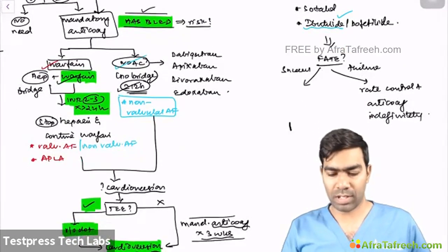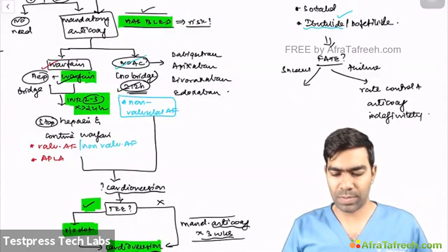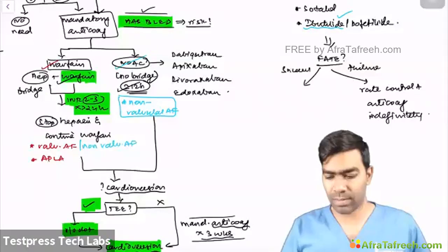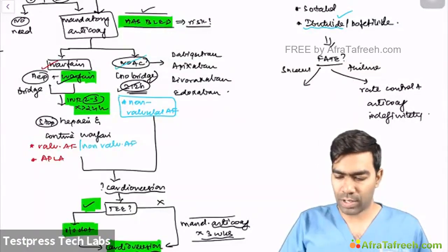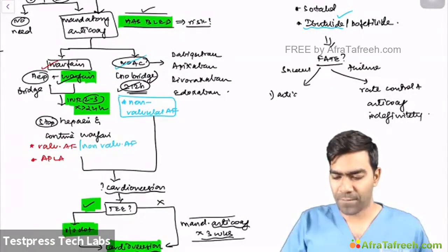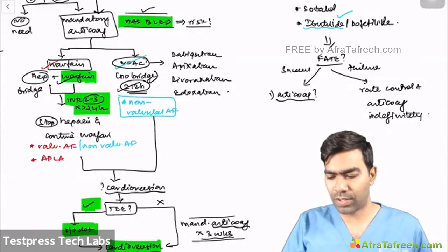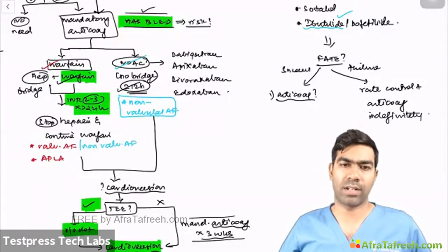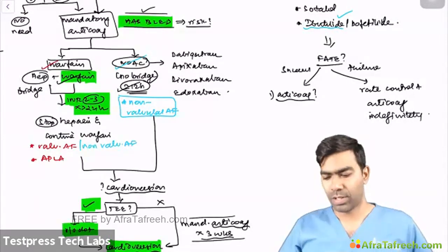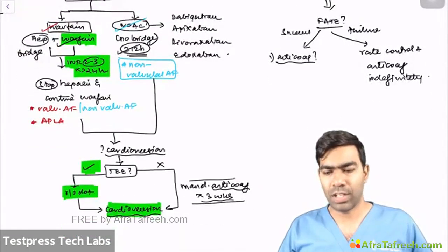If the patient got a successful cardioversion, which means the patient has converted back to sinus rhythm, now there are 2 questions you have to answer. Number 1, what are you going to do with the anticoagulation? And the second question is, AF is known to come back again, and how are you going to treat it?